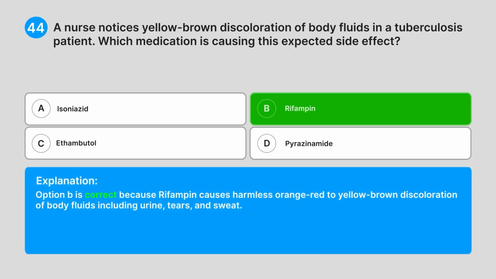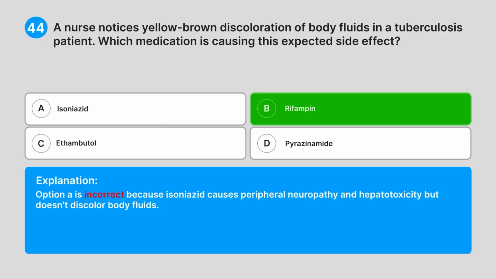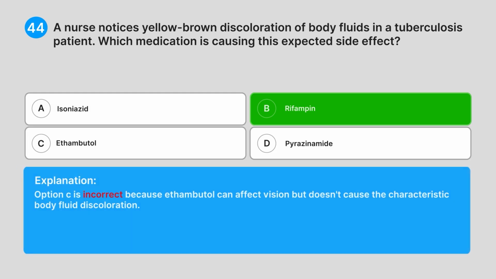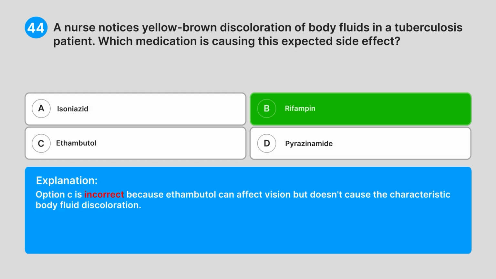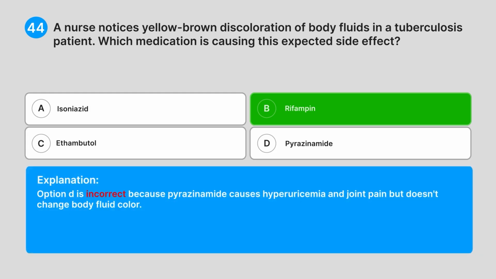Explanation: option B is correct because rifampin causes harmless orange-red to yellow-brown discoloration of body fluids including urine, tears and sweat. Option A is incorrect because isoniazid causes peripheral neuropathy and hepatotoxicity, but doesn't discolor body fluids. Option C is incorrect because ethambutol can affect vision, but doesn't cause the characteristic body fluid discoloration. Option D is incorrect because pyrazinamide causes hyperuricemia and joint pain, but doesn't change body fluid color.